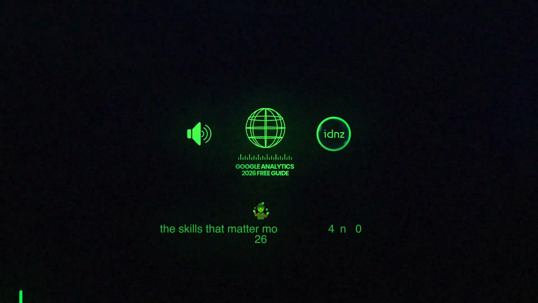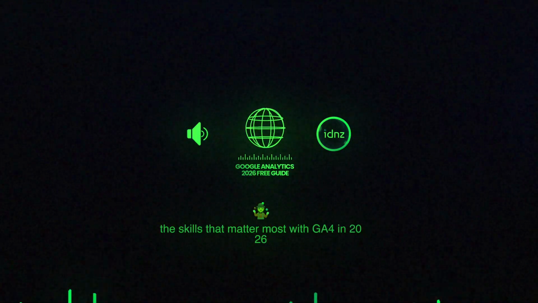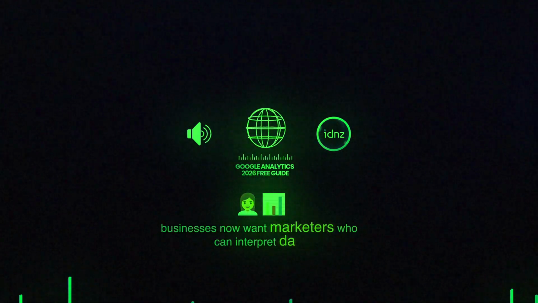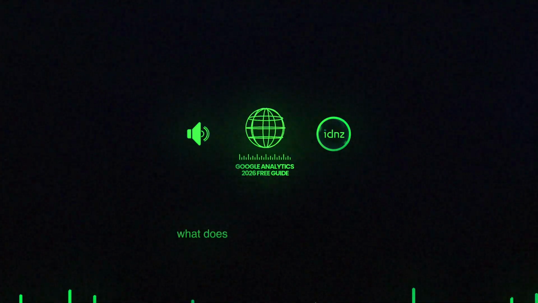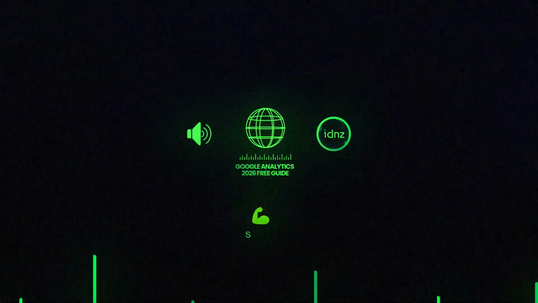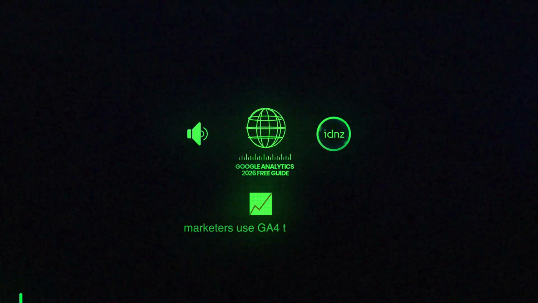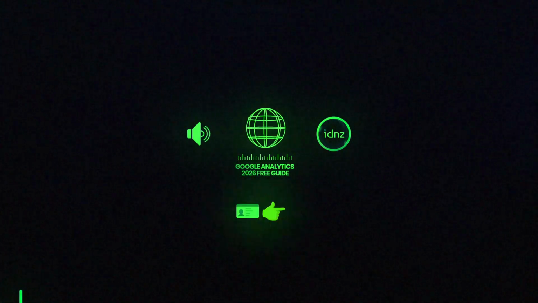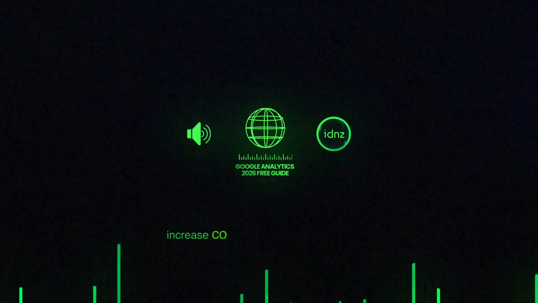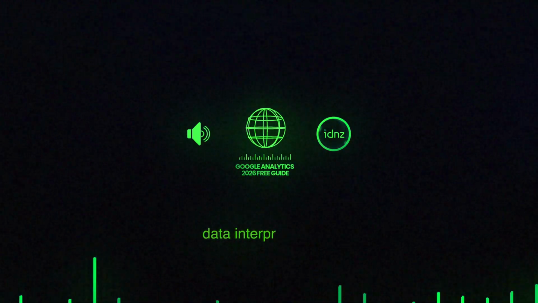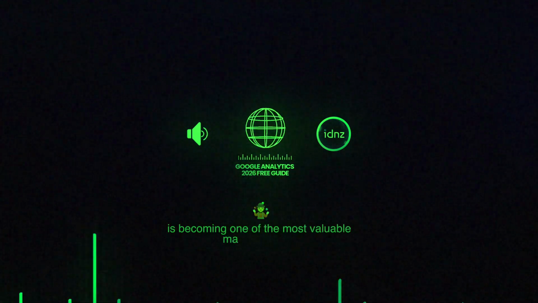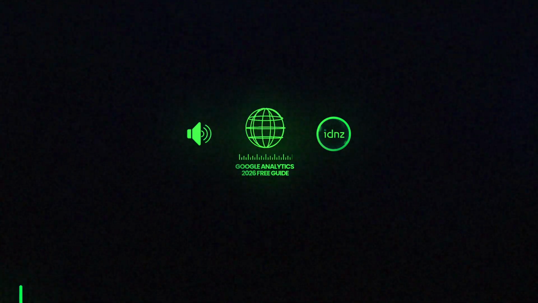The skills that matter most with GA4 in 2026. Businesses now want marketers who can interpret data, not just collect it. The real skill is understanding. What does this data actually mean? Strong marketers use GA4 to improve customer journeys, identify weak points in funnels, increase conversions, improve UX, optimize content strategy, make smarter business decisions. Data interpretation is becoming one of the most valuable marketing skills in 2026.